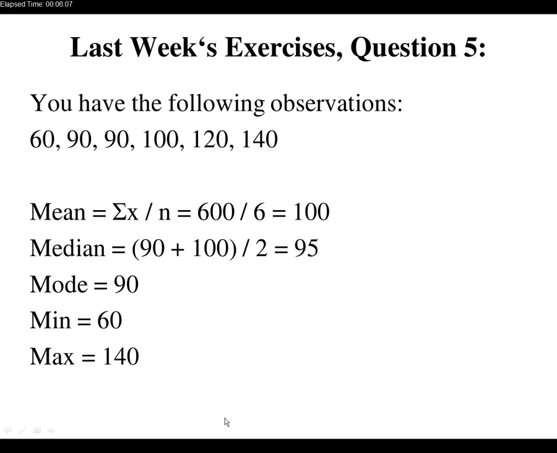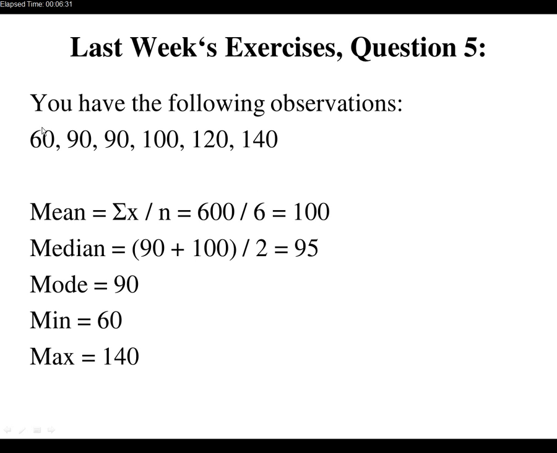Pretty easy, isn't it? Let's try another one. Let's say we have a distribution of 60, 90, 90, 100, 120, and 140. Do this with me. Let's figure the mean. The mean is simply the sum of x's, so we add all these numbers up and divide by n. 1, 2, 3, 4, 5, 6. Here's your 6. The mean equals 100.